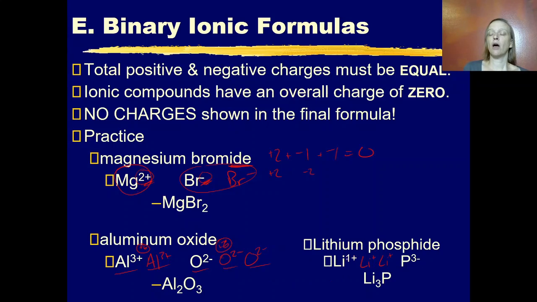Here I wanted a total positive charge of +3 and a total negative charge of -3. This was really the trickiest one because 3 and 2, their least common multiple is 6. So here I was looking to get my total positive charge up to +6 and my total negative charge up to -6. I hope this helped.